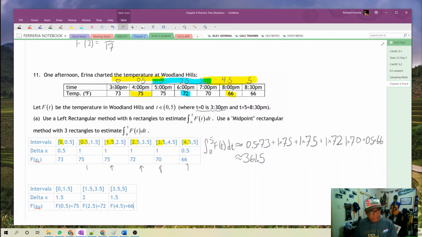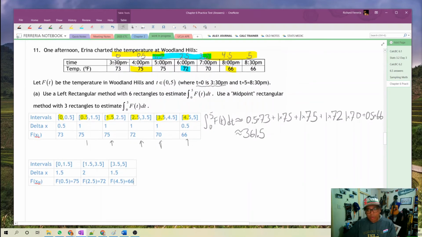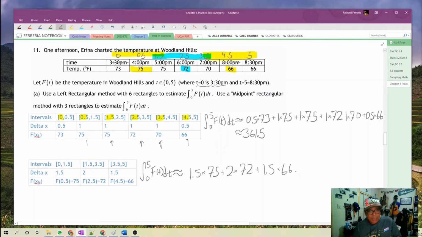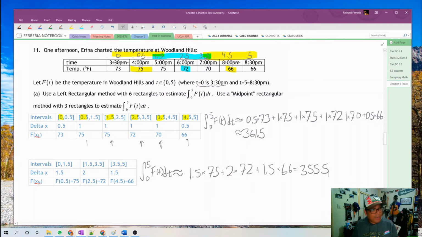equals 66. And just like before, we're going to write out our integral, and then we're going to write out our sum of products. 0 to 5 of f of t dt. That's going to be approximately equal to 1.5 times 75 plus 2 times 72 plus 1.5 times 66. And when you multiply that all together, you get yourself a 355.5.